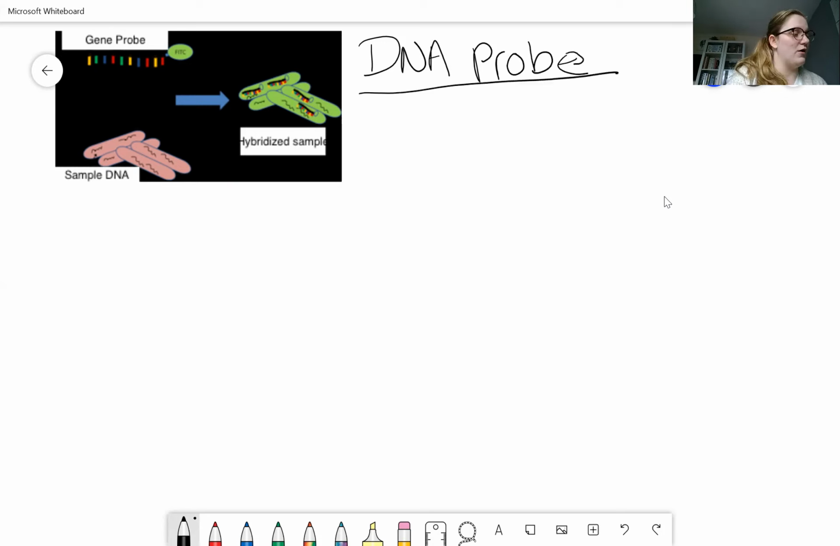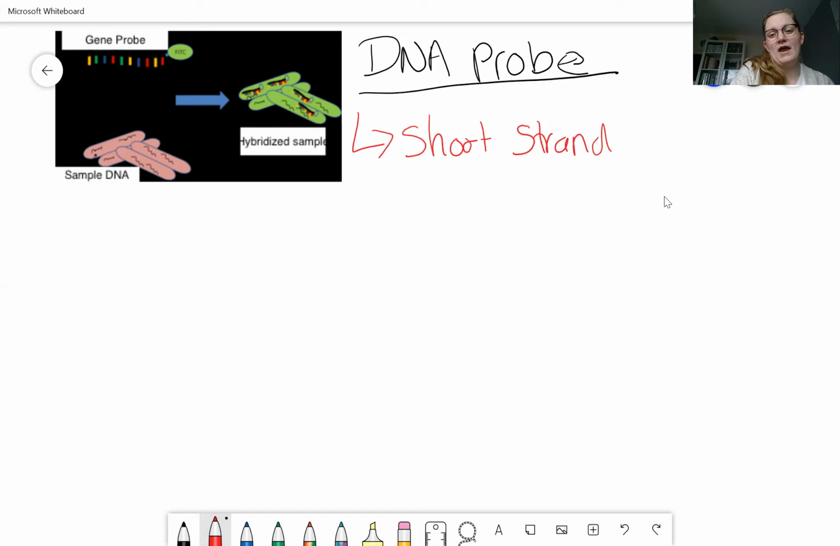So a DNA probe is a short strand of DNA. They're really, really tiny, and you can see that on the image on the right here. We've got this really small, short strand of DNA, and this short strand of DNA has a specific base sequence. This specific base sequence is really important because it is complementary to the base sequence of the target allele that we're looking at.